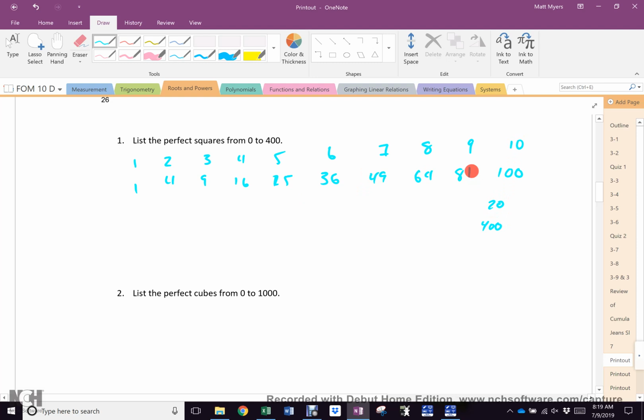This is a pattern that is useful to you. It's also good to understand things like when the numbers get big, they can be broken down into smaller numbers. And we're going to come to that later. Perfect cubes, 0 to 1,000, there's only 10 of them.